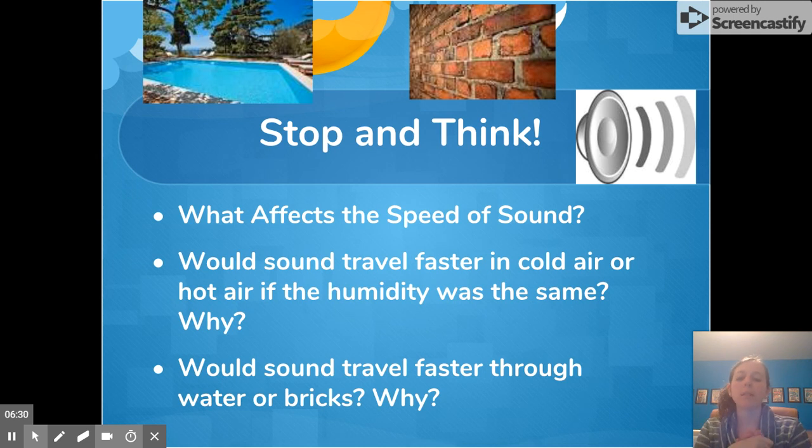All right, stop and think questions. What affects the speed of sound? There are two things. What would sound travel faster in, cold air or warm air, if the humidity was the same? Explain why. And would sound travel faster through water or bricks? I want you to pause and try to answer these questions. At the very end, I'll go over the answers, but really, I just want you to check to see if your answers are right.